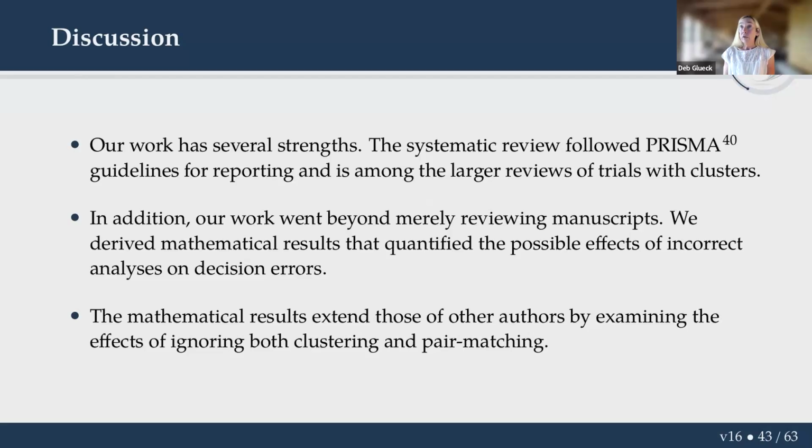Our work has several strengths. Our systematic review followed PRISMA guidelines for reporting and is among the larger reviews of trials with clusters. In addition, our work went beyond merely reviewing manuscripts. We derived mathematical results that quantified the possible effects of incorrect analyses on decision errors. The mathematical results extend those of other authors by examining the effects of ignoring both clustering and pair matching.